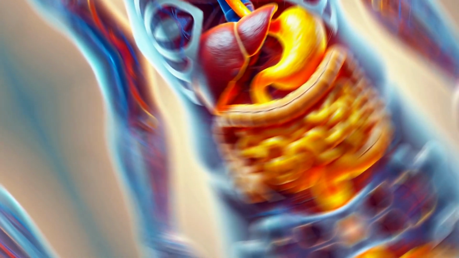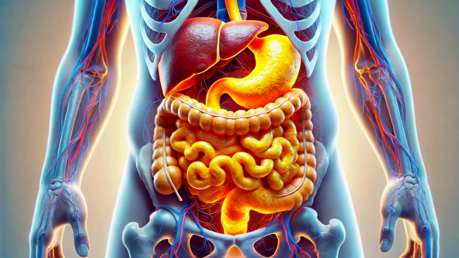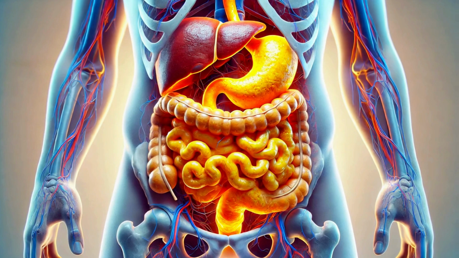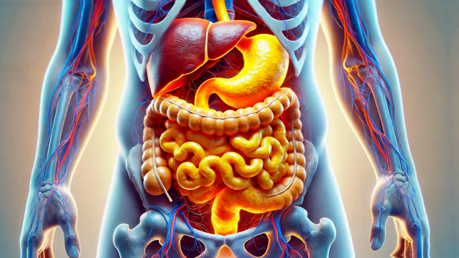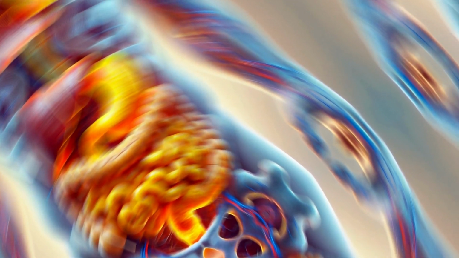Visualizing visceral fat. Imagine the human body dissected to reveal the abdominal cavity. In some cases, a thick layer of visceral fat can obscure the visibility of organs, making it difficult to identify structures like the intestines or liver.